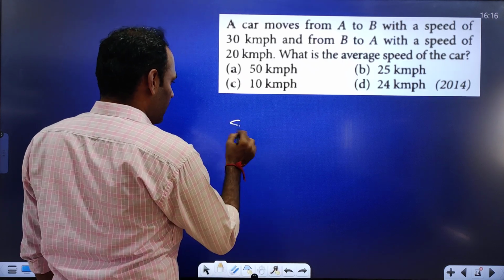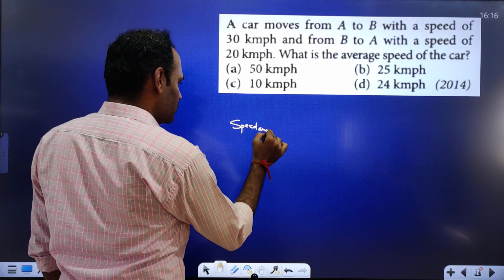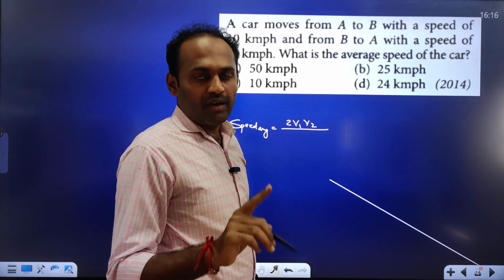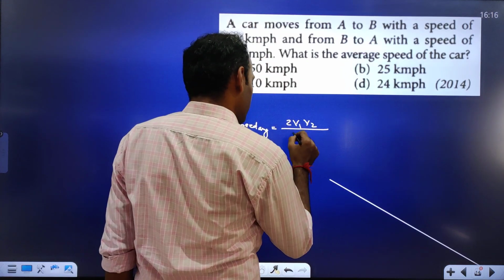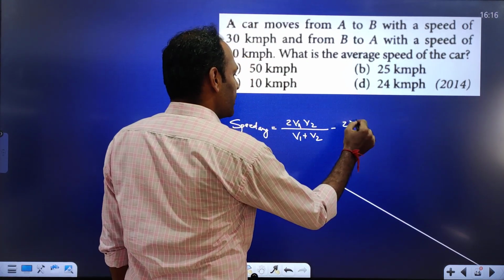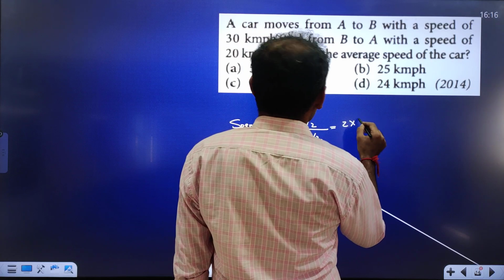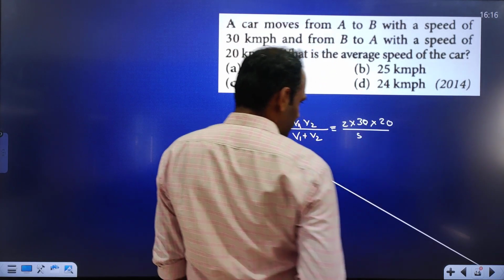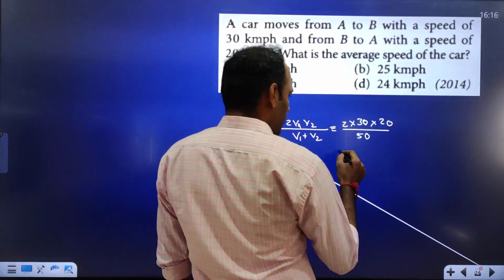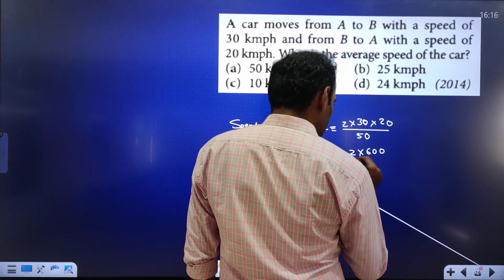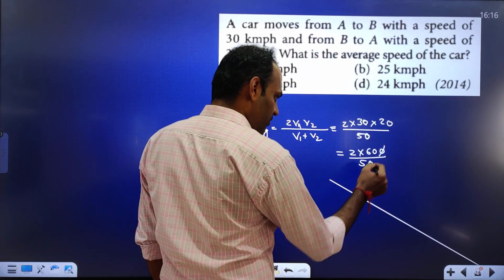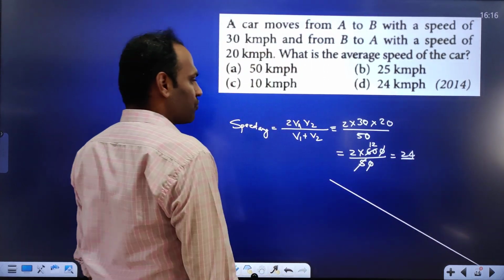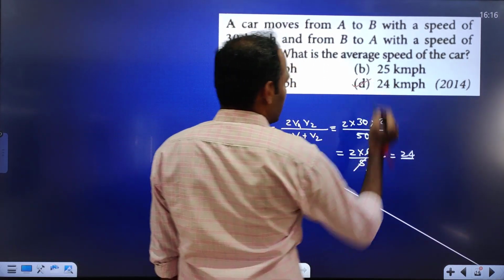Average speed, the formula we have to use now, right? So average speed is equal to 2v1v2. Which case is this? It is the case of equal distance with different speeds, right? 2v1v2 divided by v1 plus v2. So it will be 2 into v1, v1 is 30 and v2 is 20, divided by 30 plus 20, it is 50. So I will get 2 into 600 divided by 50. 0, 0 will get cancelled. So 5 ones are 5, 5 twos are 10, 12 into 2 will be 24, right? So 24 kilometer per hour. So option D will be correct.